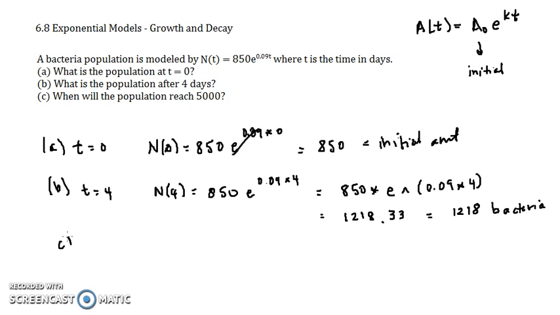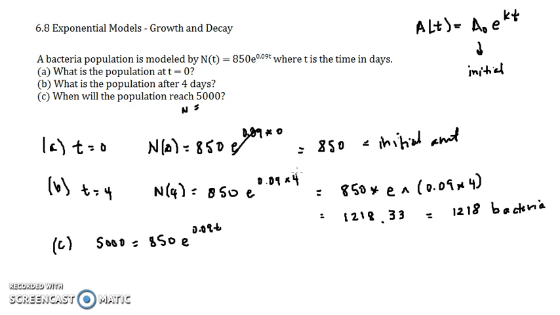Okay, last one for this problem, part C. When will the population reach 5,000? So is this a time or an amount? This is an amount. So this is the number that we're looking for here. So this is N. This time we're going to put this in for N, and we're looking for t. So we get 5,000 equals 850 e to the 0.09t.